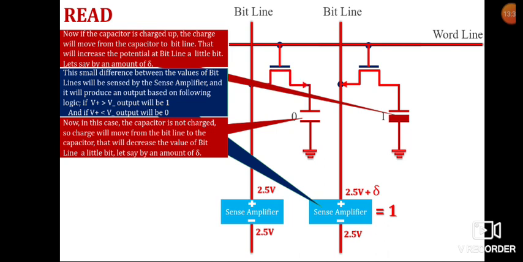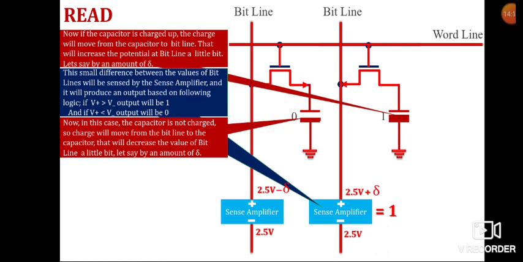See, your charge has started flowing from the bit line to the capacitor, and the charge of the capacitor has increased a little bit. Okay, this will decrease the potential across the bit line. Let's say it has decreased by a small amount, delta. In that case I have to write 2.5 minus delta, okay, 2.5 volt minus delta volt. So what has happened in this case? The potential of the bit line has decreased.